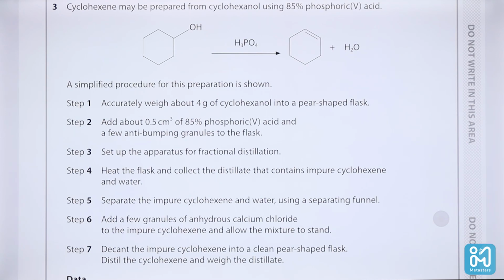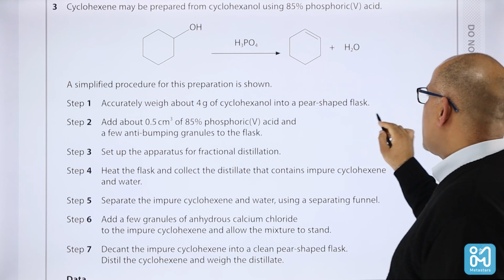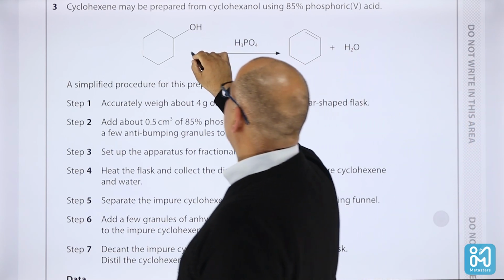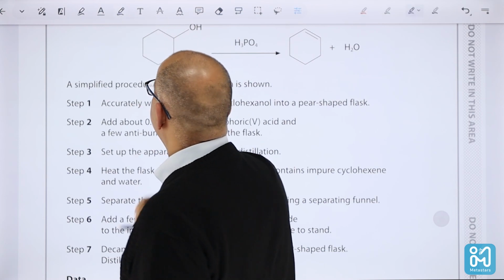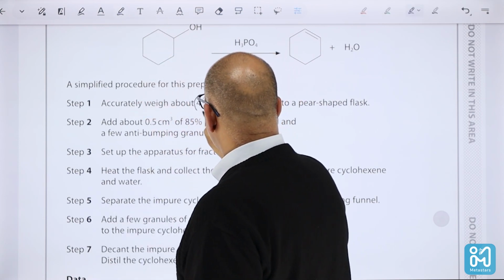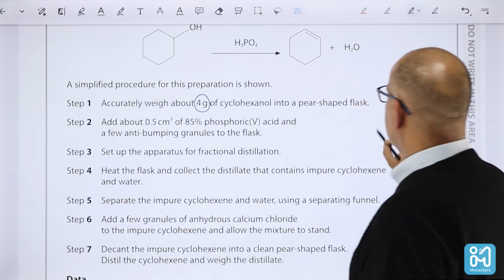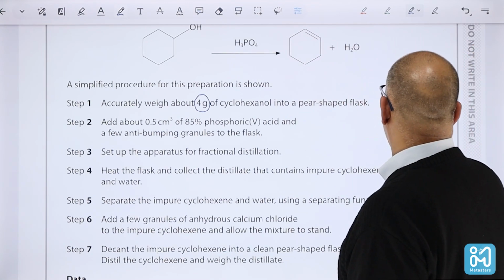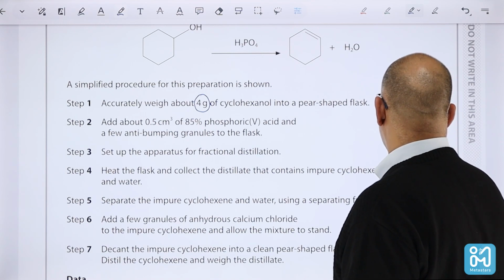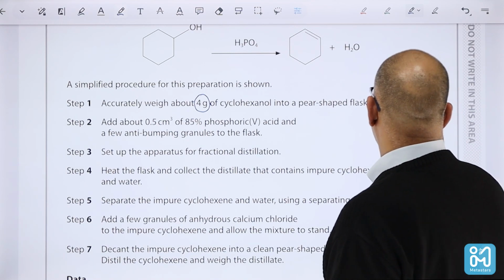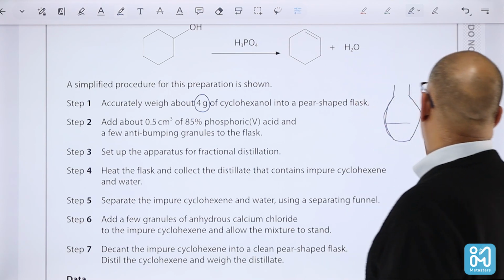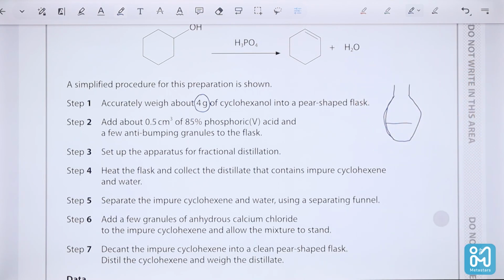Step 1, accurately weigh about 40 grams of cyclohexanol into a pear-shaped flask. Okay, here I have a note. The first one, you shall memorize the mass, which is 40 grams, and you will know how the pear-shaped flask looks like. It looks like that. It will give us a higher surface area for the reaction.